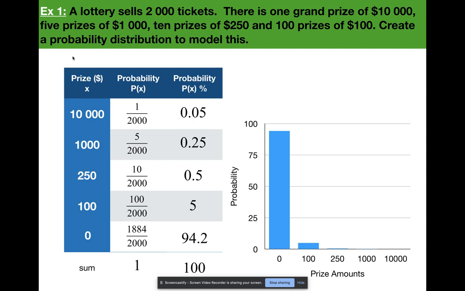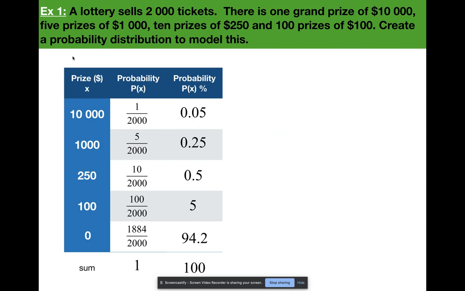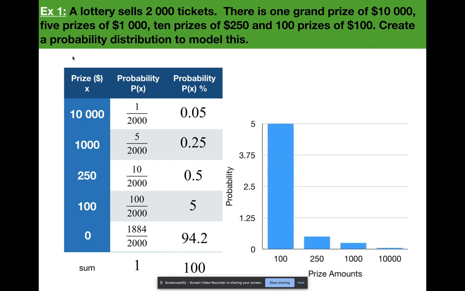Okay. So winning $0 isn't really considered winning a prize. So I'm going to actually take that one off. I'm going to look at it without that. So we can look at this. Now we can see a little bit more. It's still a pretty extreme difference, 5% versus 0.05%, but at least I can see them all on there, okay?